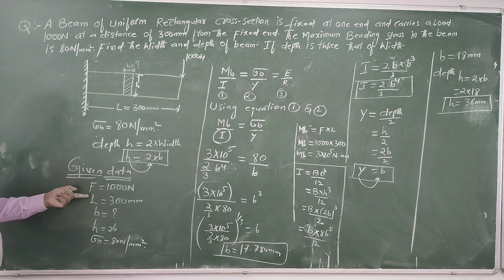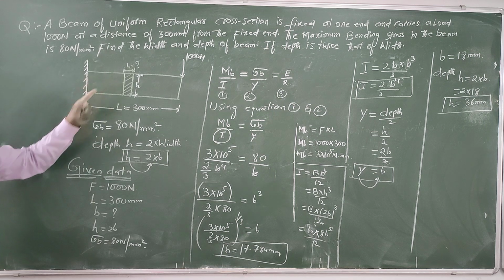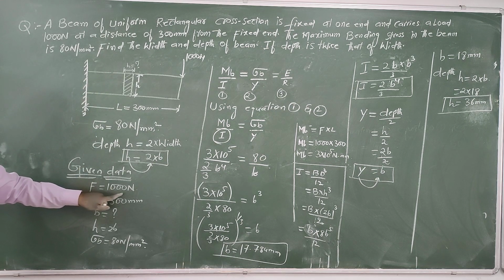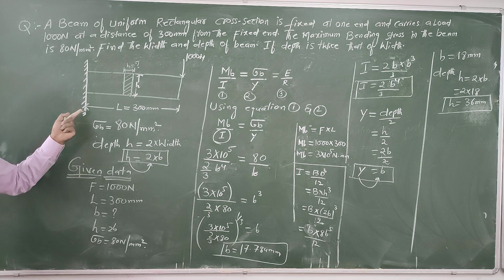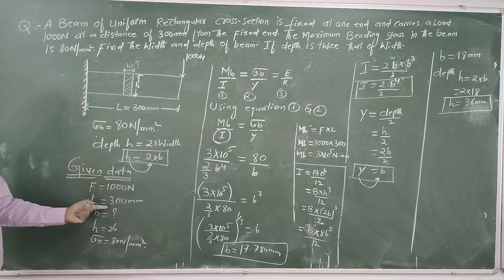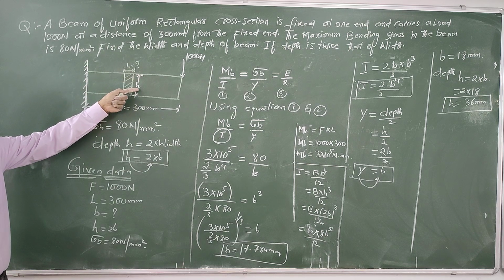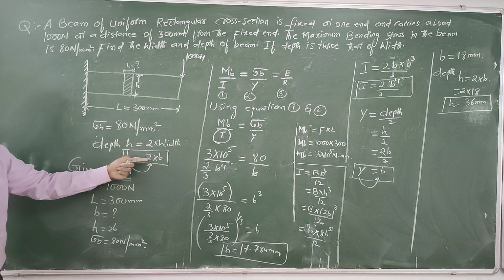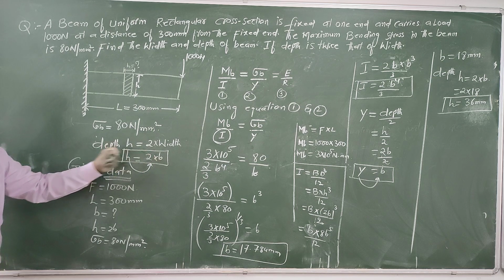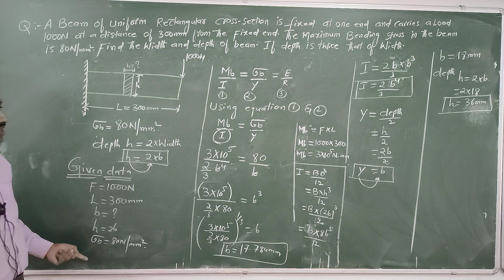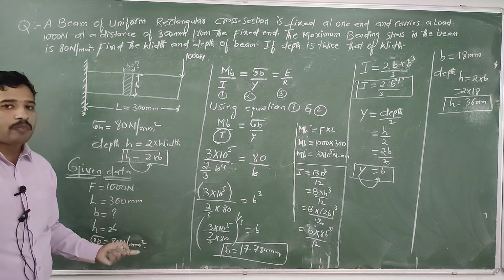The force acting is a load of 1000 Newton, and the length of the beam from the fixed end is 300 mm. We need to find the width as well as the height. Height is 2 times the breadth. And the bending stress is given as 80 Newton per mm square.